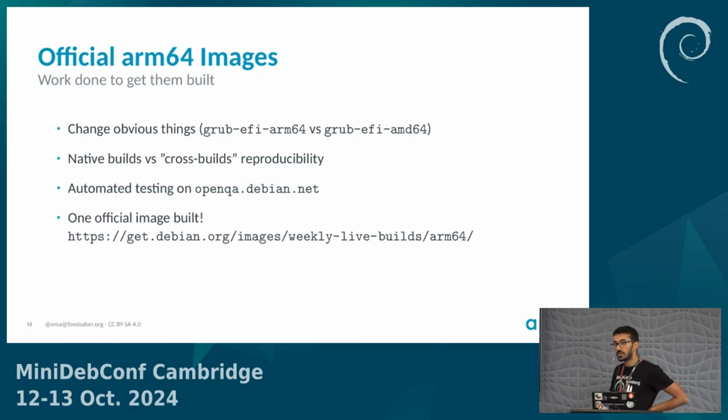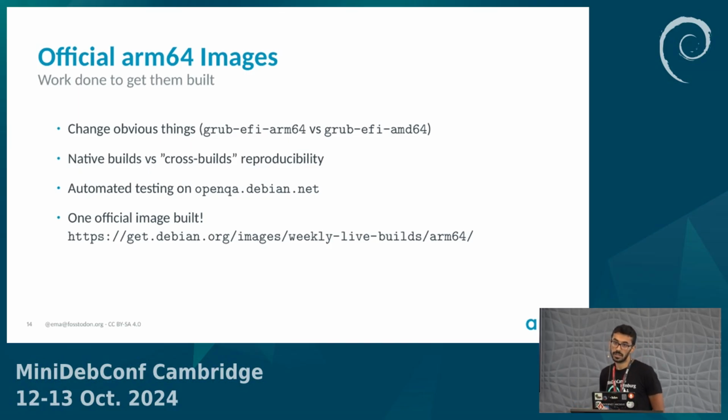The work done in order to get the first ARM64 image to build was also not crazy stuff. For example, we found that installing the AMD64 version of Grub was a bad idea. And we also wanted to ensure cross-build reproducibility, so to make sure that if I make an ARM64 image on my ARM laptop, and then Roland makes another image on his x86 machine, we want to make sure that the two ISOs are bit by bit identical. That took a little bit of work.